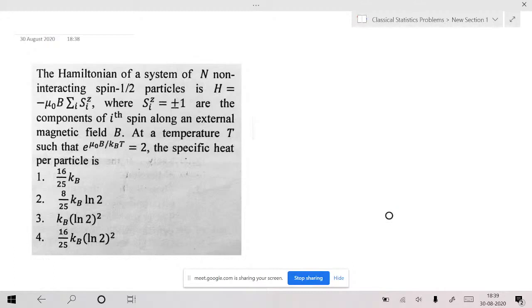Now the Hamiltonian of a system of n non-interacting particles is given like this: minus mu naught B summation over i of S_i^z, the z component. Now he said that this S_i^z is equal to plus or minus 1, where S_i^z are the components of the ith spin along the external magnetic field at temperature T. He has given the temperature T like this.